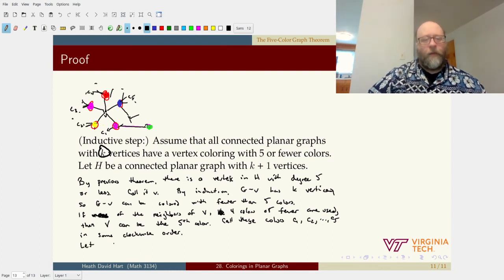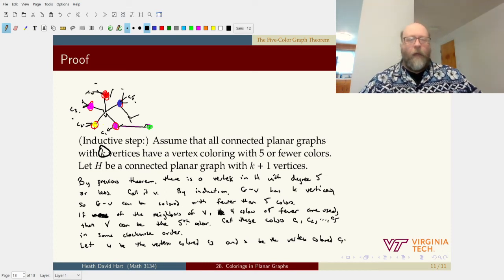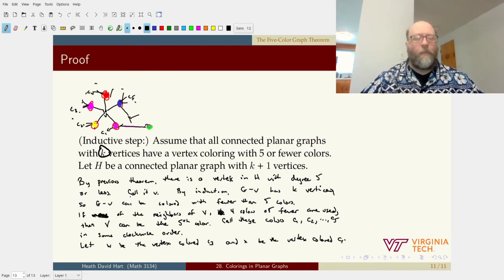So how do I want to say this? Let V be, no, not V, because I'm already using V. So let W be the vertex that's colored C3 and X be the vertex colored C1. I'm using 3 and 1 because I want to have a yellow vertex or some vertex in between them. Doesn't have to be yellow, but I don't want them to be side by side.